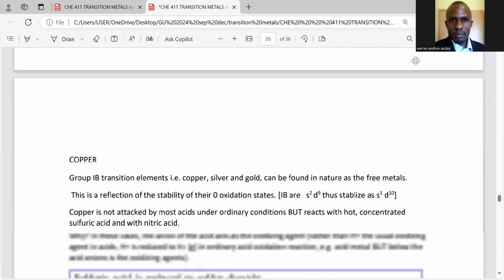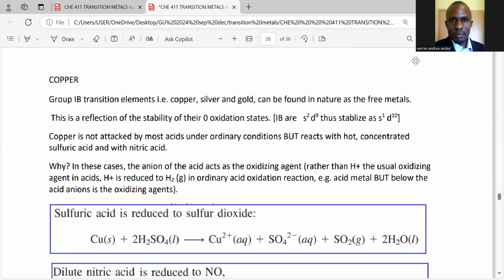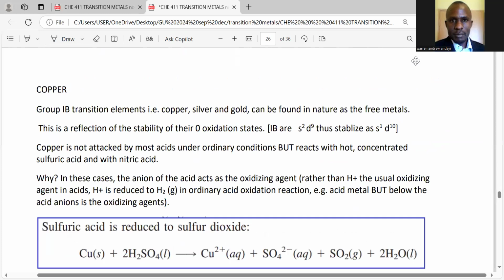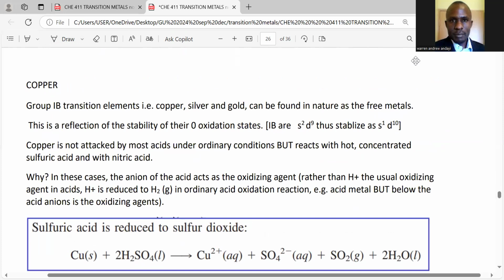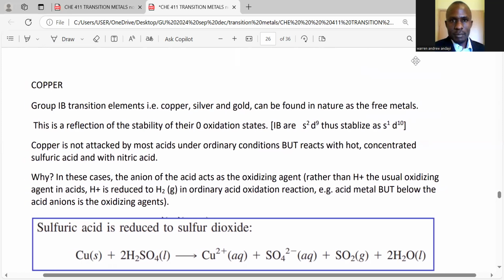Okay, now we are supposed to look at copper. So what is copper? Copper is a group 1B transition element. Its group members are copper, silver, and gold. And it's usually found in nature as a free metal. This is a reflection of the stability of the oxidation state 0 of this metal, and it is a d10. It is 4s2 3d9, but stabilizes to 4s1 3d10.